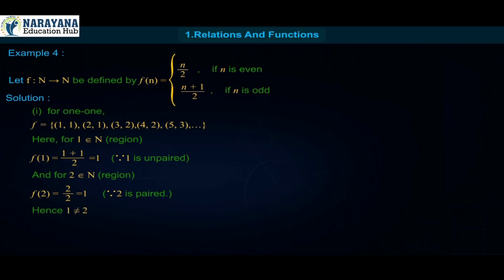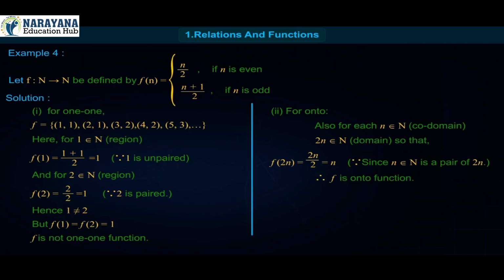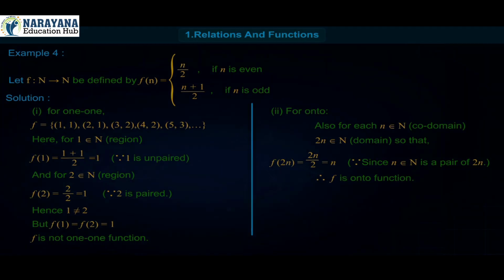Hence, 1 is not equal to 2. But f of 1 is equal to f of 2 is equal to 1. So f is not a one-one function. Now for onto: for each n belongs to N, codomain, there exists 2n belongs to N, domain, so that f of 2n is equal to 2n upon 2 is equal to n, since n belongs to N and 2n is a pair. Therefore, f is an onto function.